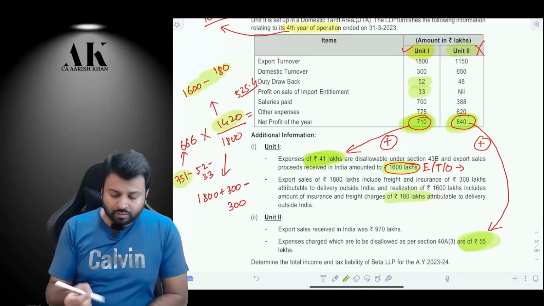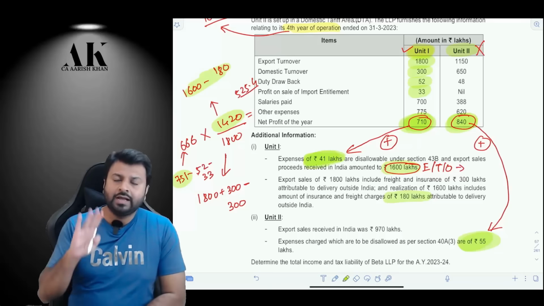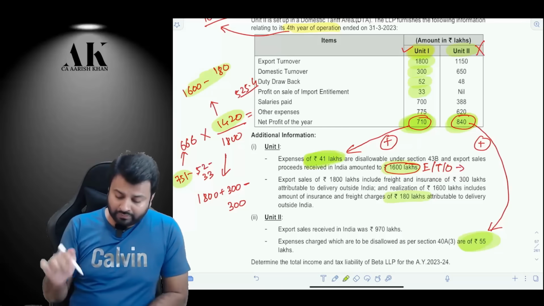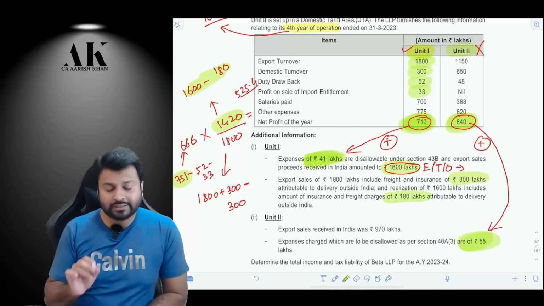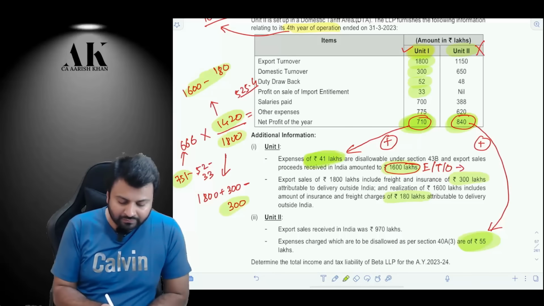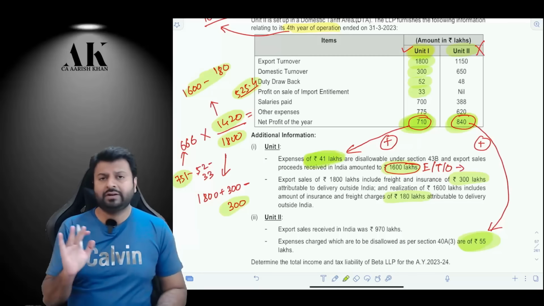Similarly, my total turnover is how much? Export turnover is 1800, domestic turnover is 300, total turnover is 2100. Again, out of total turnover, you are not supposed to take freight and insurance. Therefore, freight and insurance in total turnover is how much? It is 300. So I am removing 300 from here. Therefore, my total turnover is 1800. If I multiply this, I will get my deduction as 525.4.